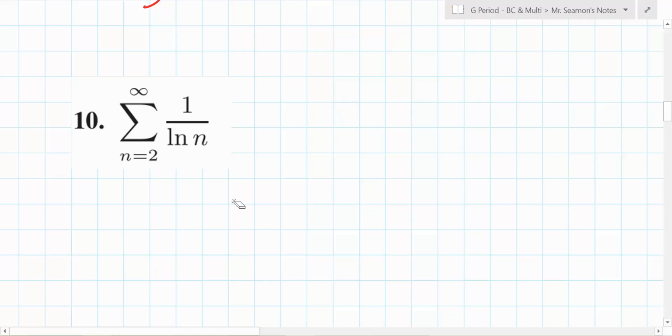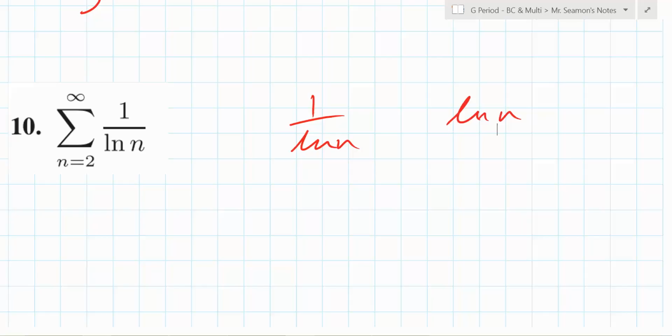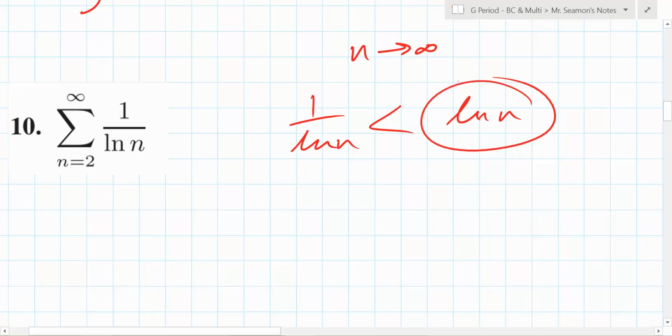I did compare it with ln of n. You compared 1 over ln n to just ln of n? Yes. Oh, cool. Okay. So this is n goes to infinity, right? Right. So 1 over ln n has to be smaller than ln of n. It does. That's correct. But this blows up. You just showed that it's less than something that blows up. Does that tell us anything?